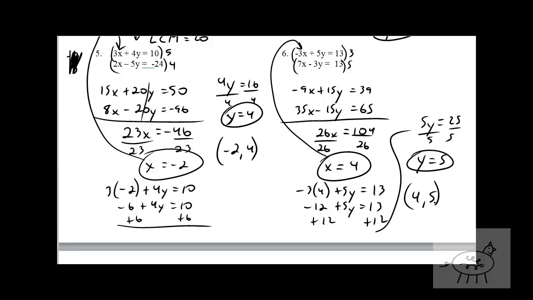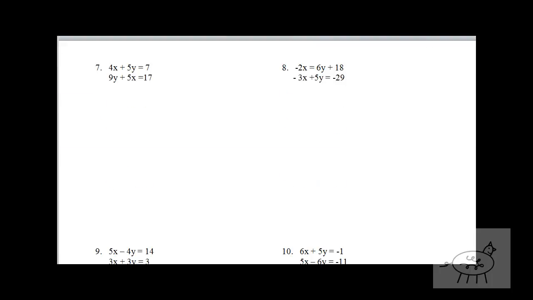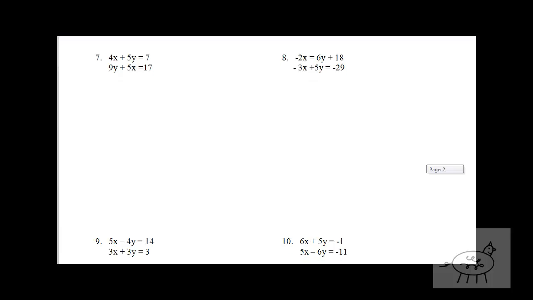Okay? Alright, so we have a bunch more to do in the back here, and the more examples you see, hopefully the more you're going to understand it. They're all going to be really nice numbers, okay? I just want to tell you that. But some of them you have to kind of move over, you have to rewrite, and it all depends. But you need to eliminate one of the variables.